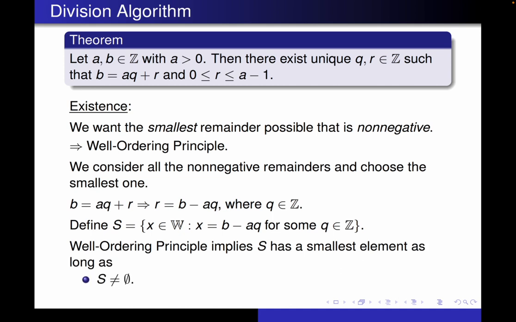Now, the well-ordering principle will imply that S has a smallest element as long as, right, there are always conditions, a couple of things hold. First of all, S can't be the empty set. If S is the empty set, then there's nothing in there, let alone a smallest element. And the second thing is that S does not have any negative numbers. That one is not going to be a problem at all. That's going to follow directly from how we defined S.